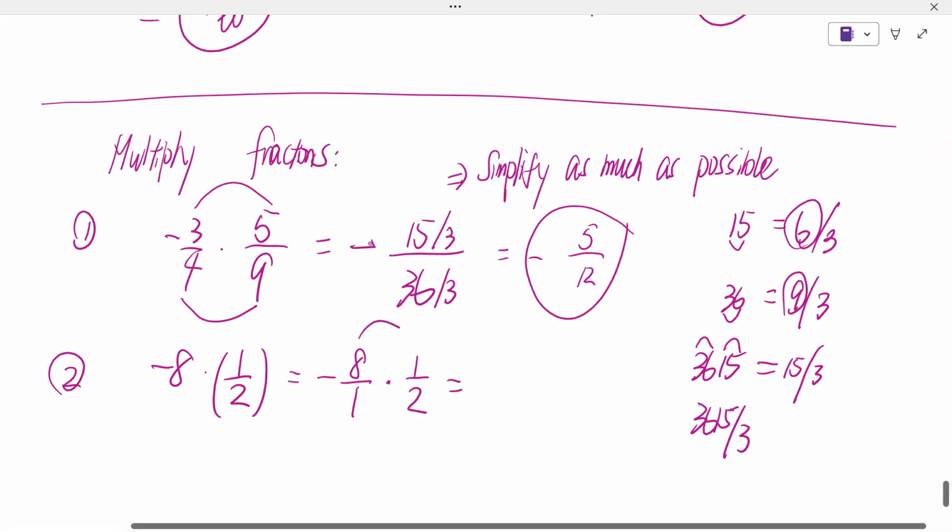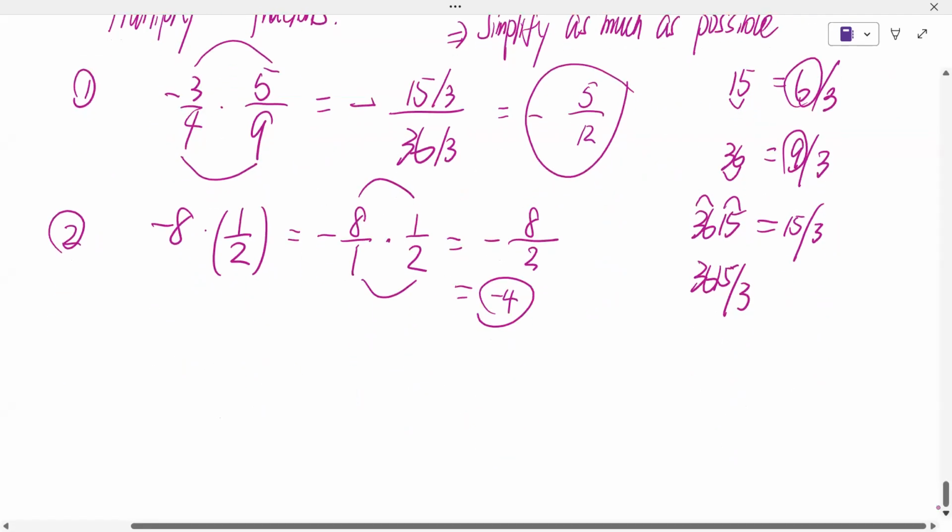Now multiply across, right? Multiply across. So you get -8 times 1 is 8, 1 times 2 is 2. Now we still have to simplify, right? Because 8 is divisible by 2. So 8 by 2 is 4, so -4. So that's how you simplify this. One of them is a whole number, the other one is a fraction. I want to say something like we get -2/3 times -3/2.